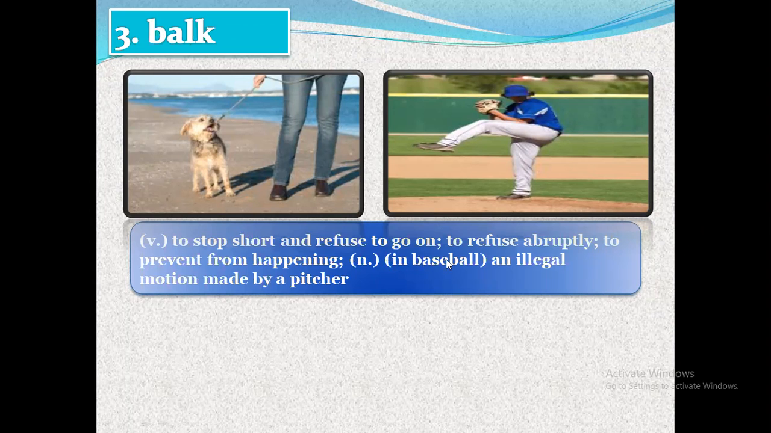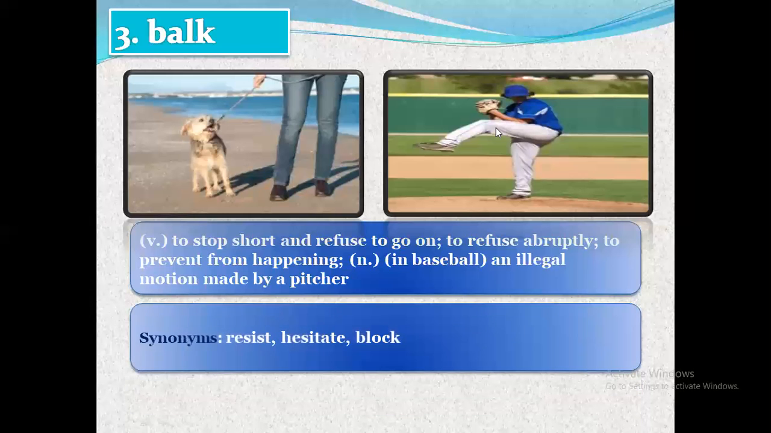But as a noun in baseball, as we said, it is the illegal motion. It is not a correct motion or movement made by the pitcher. This player is called pitcher because he throws the ball. So the synonyms are resist, hesitate, or block.